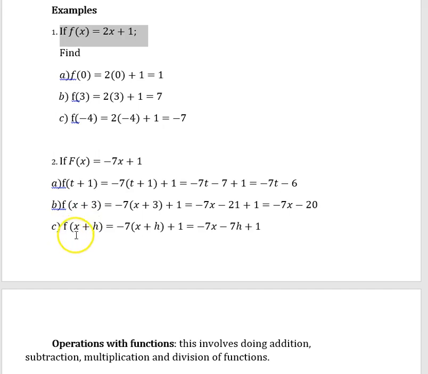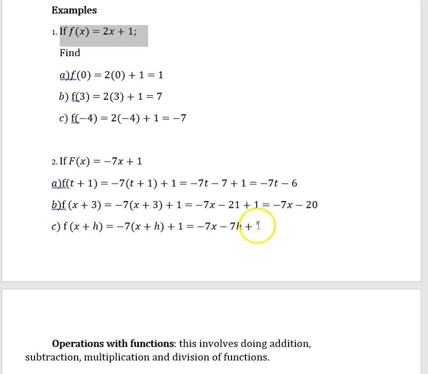The c part, f of x plus h, your input becomes x plus h. I've substituted for x, I'm going to have minus 7 into bracket x plus h, bracket close, plus 1. Open the bracket there, we're going to have minus 7x minus 7h plus 1. There are no like terms.